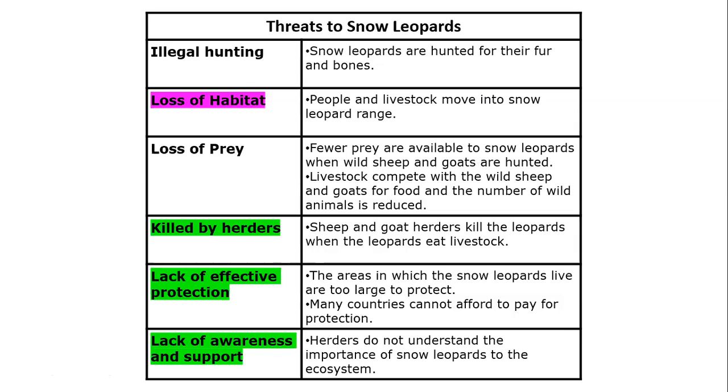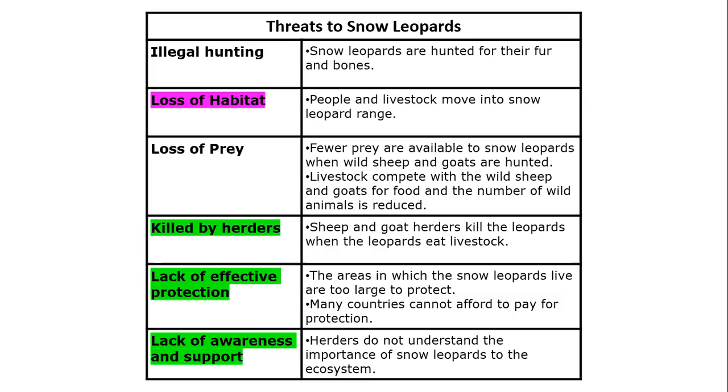Loss of habitat. People and livestock move into snow leopard range. Loss of prey. Fewer prey are available to snow leopards when wild sheep and goats are hunted. Livestock compete with the wild sheep and goats for food, and the number of wild animals is reduced. Killed by hunters. Sheep and goat herders kill the leopards when the leopards eat livestock. Lack of effective protection. The areas in which the snow leopards live are too large to protect. Many countries can't afford to pay for protection.